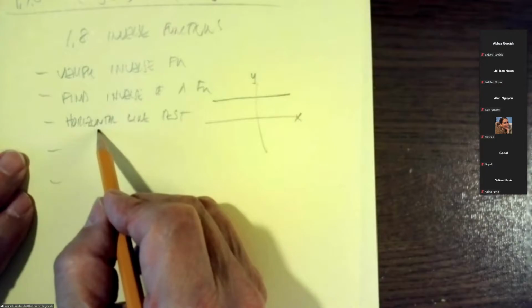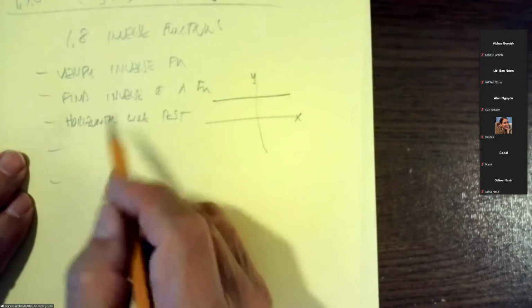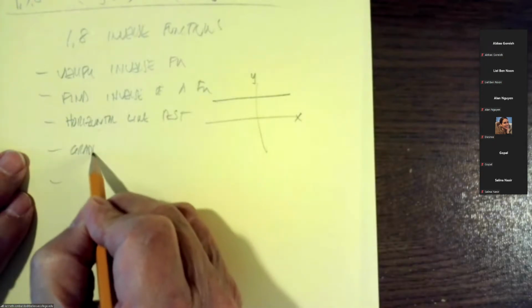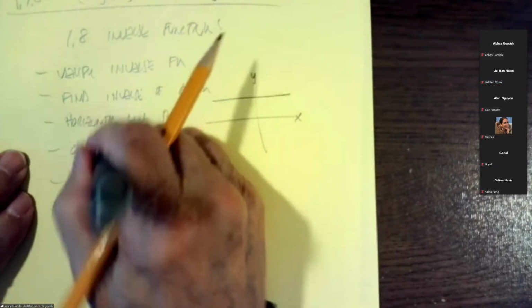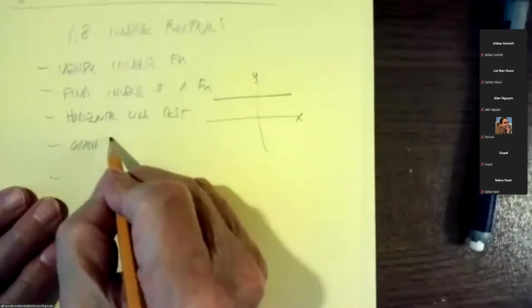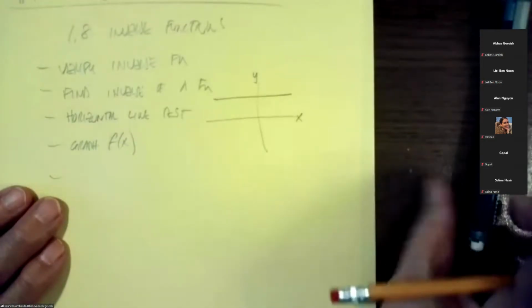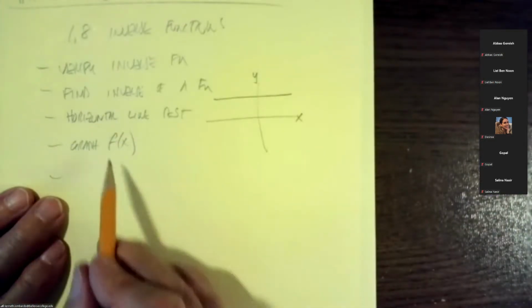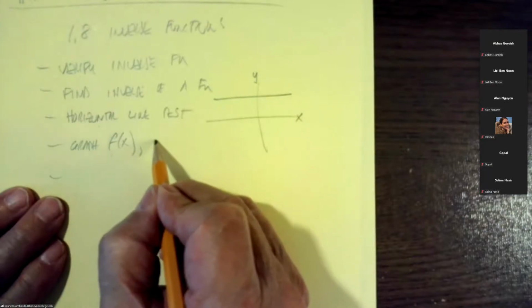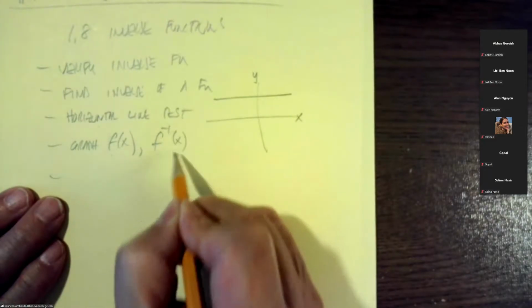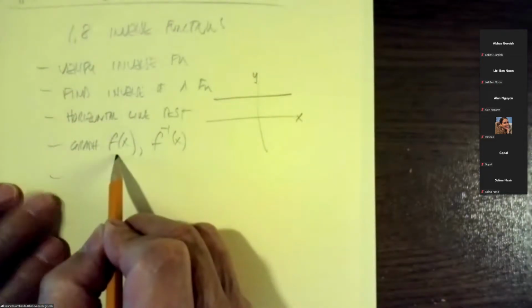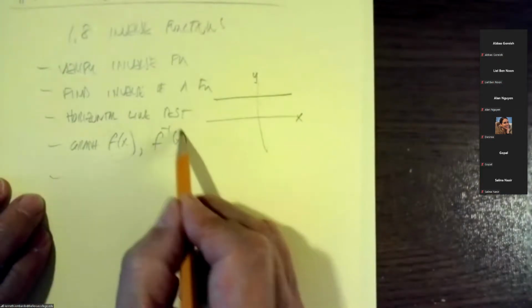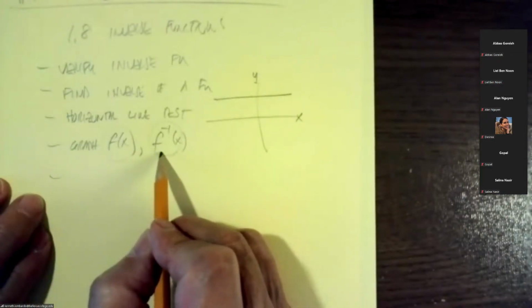And we may want to graph a function and its inverse. I'm going to start using the notation that the book uses. If we have a function of x that looks like that, then the inverse of that function looks like this, f inverse of x. So if I give you some definition of a function, whatever it happens to be, then if I ask for this, I'm asking for the inverse of that function.